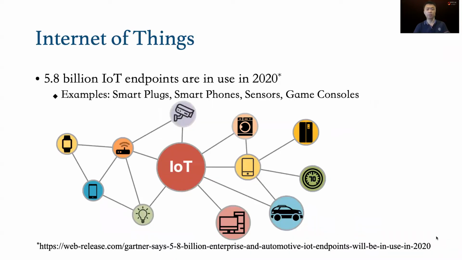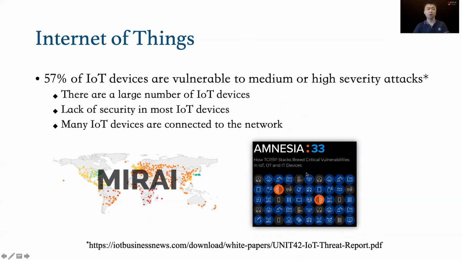The Internet of Things has become much more widespread in recent years. It is believed that 5.8 billion IoT endpoints were in use in 2020. We can find so many IoT devices in our lives. However, it was reported that 57% of IoT devices are vulnerable to medium or high severity attacks. There are a large number of IoT devices, and the lack of security in most of them brings more vulnerability. Meanwhile, many IoT devices are connected to the network, so it makes bugs more devastating and often brings significant security risk.